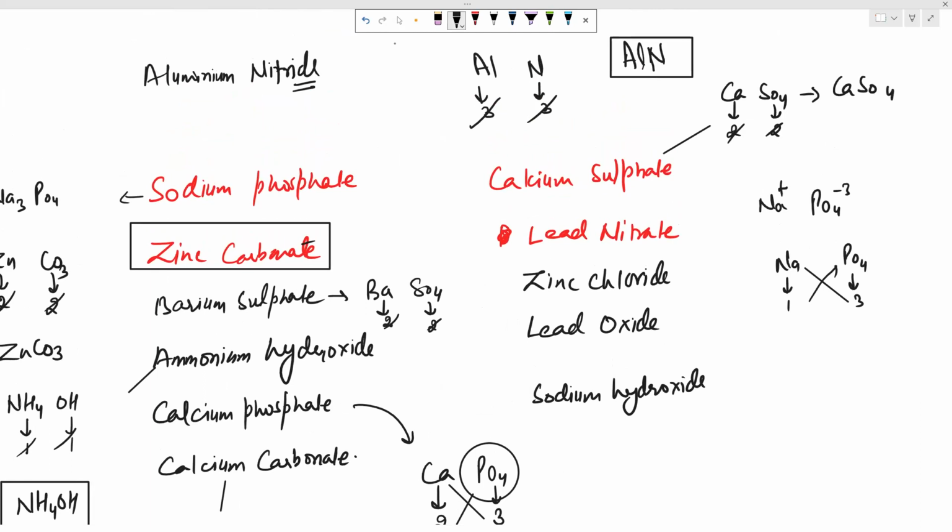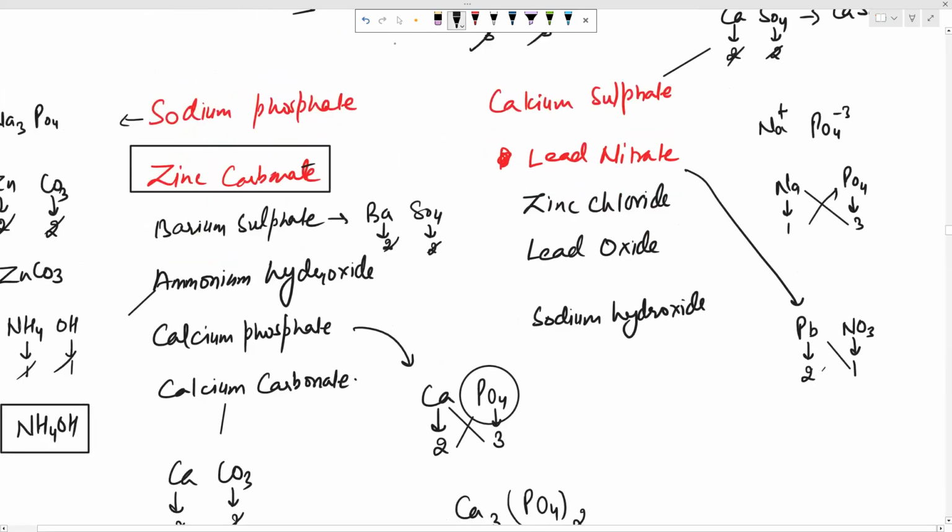Lead nitrate. Pb is 2, and nitrate is NO3 minus 1. So 1 is not going to multiply. You don't write 1 here, don't write Pb1. Let's write Pb(NO3) whole twice. Zinc chloride: Zn is 2 and chloride is 1. You cross multiply, you will get ZnCl2.